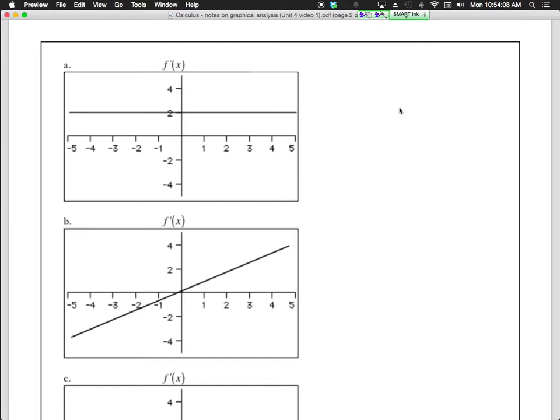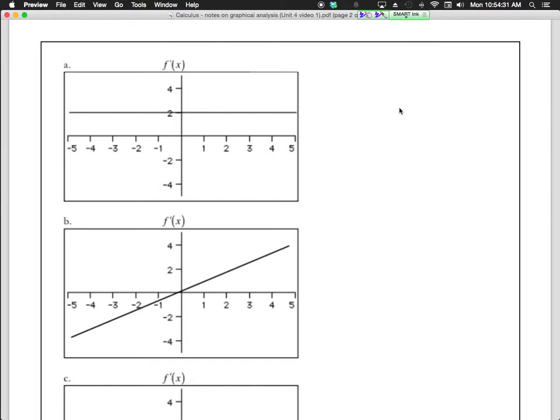Alright, so now that we've turned the page, which function are we looking at? F prime of x. We're looking at f prime of x, and we are looking at finding relative extrema. Before I find relative extrema, what do I have to find first?